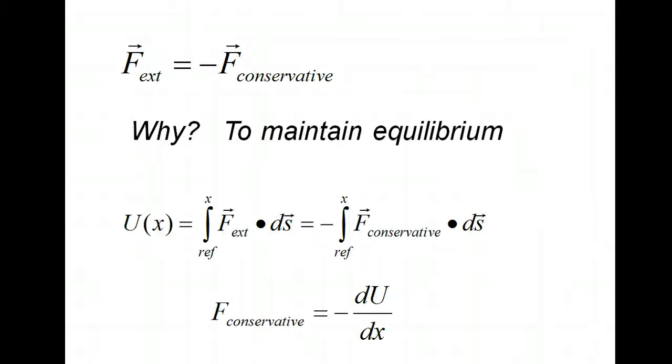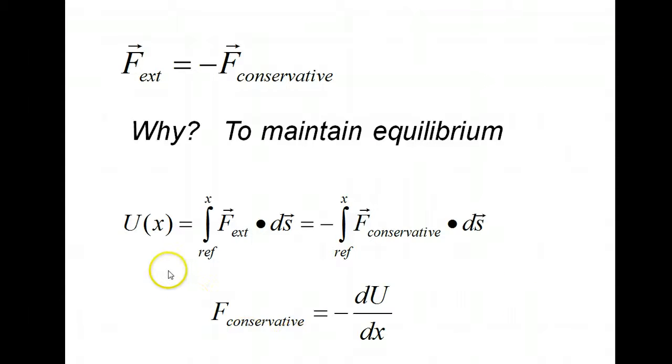Now, in doing this, F external, the force that I exert, is equal to, but opposite to, the force of gravity, the weight of the object. It was equal in magnitude, but opposite in direction. The force that I exerted was equal and opposite to the weight, the conservative force. And so I have to exert a force equal and opposite to the conservative force. Why? To maintain equilibrium as I move it, so that the net force is equal to 0.